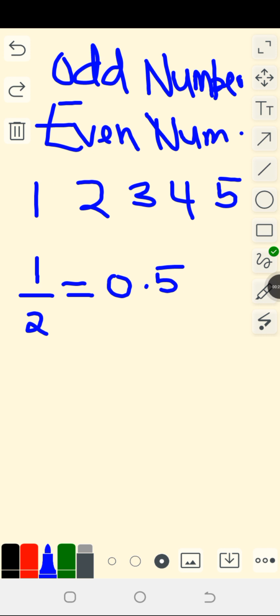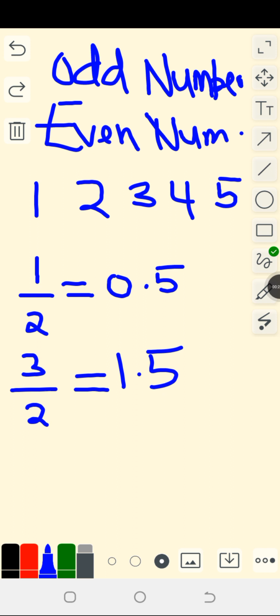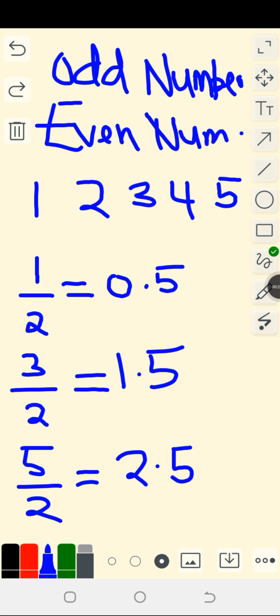Another example, 3. If we divide 3 by 2, it gives us a rational number. 3 over 2 is the same as 1.5, which is a rational number. Another example, 5. If we divide it by 2, it gives us 2.5, which is a rational number, either way, 2.5 or 5 over 2. So when you divide odd numbers by 2, it gives us a decimal rational number.